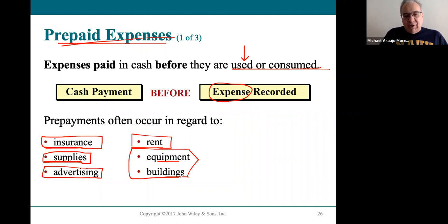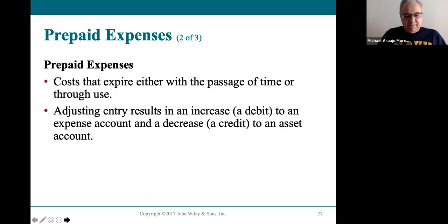And depreciation is a way in which we allocate the cost of the equipment and buildings over time. We allocate it as something called depreciation expense. So again, these are all assets, but once we have used them or we've consumed them, they become expenses. So pay attention, here we go.